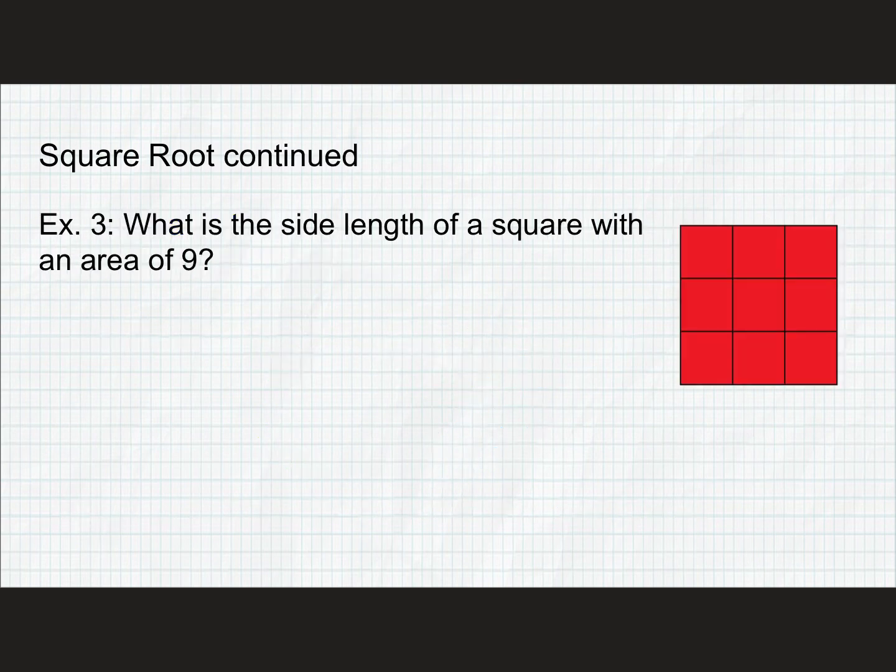Let's have a look at another example. What is the side length of a square with an area of 9? Well, we said that the side length of a square is the square root of the area, so we need to know what is the square root of 9. I just so happen to know that 3 times 3 is 9, so the square root of 9 will be 3. And as you can see, this box has 9 squares, and each side of the box is 3 squares. Now make sure you've got this written down because we are moving on.